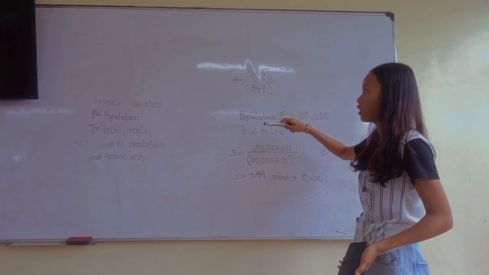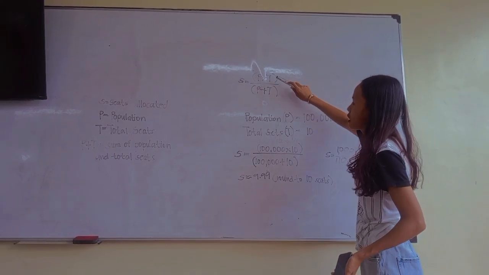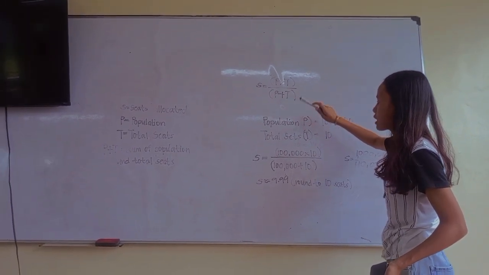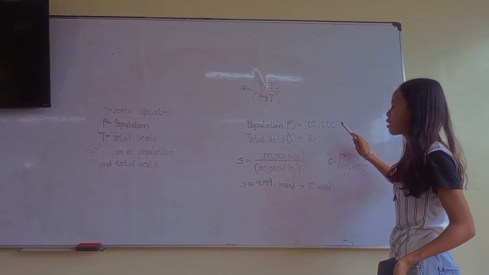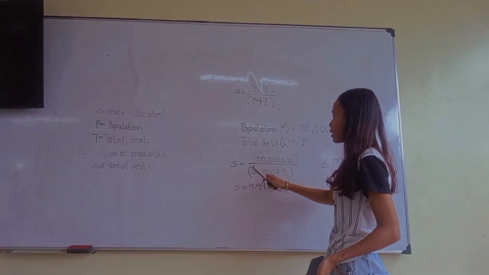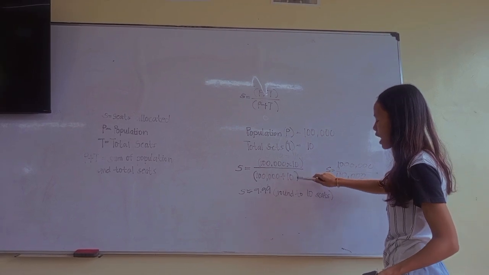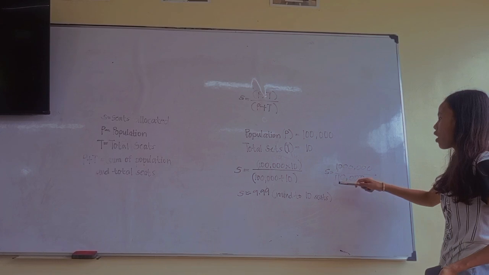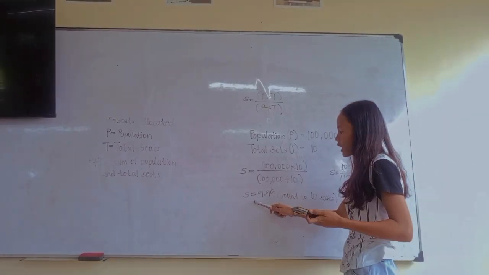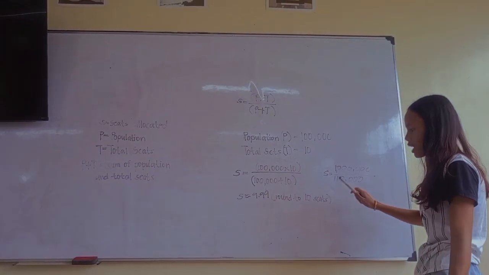Example of the method. S equals population times total seats over population plus total seats. So population equals 100,000 and total seats equals 10. S equals 100,000 times 10 over 100,000 plus 10. So the answer is 1 million over 110,000. Then S is almost equal to 9.99, rounded to 10.